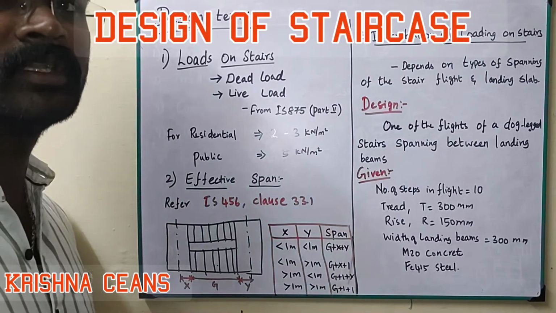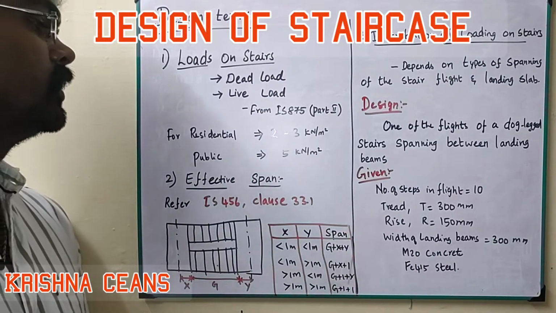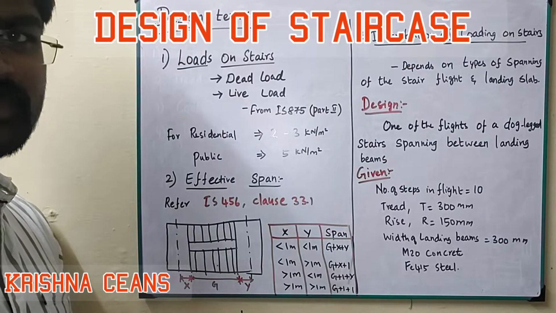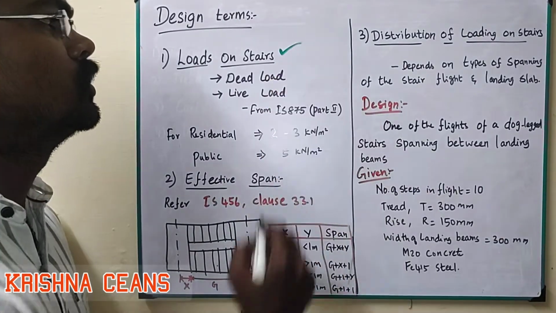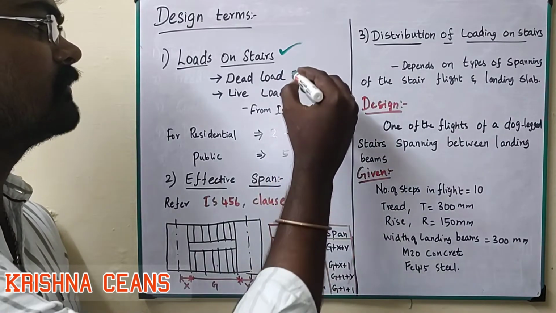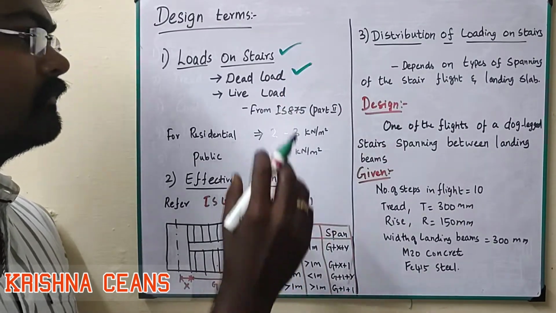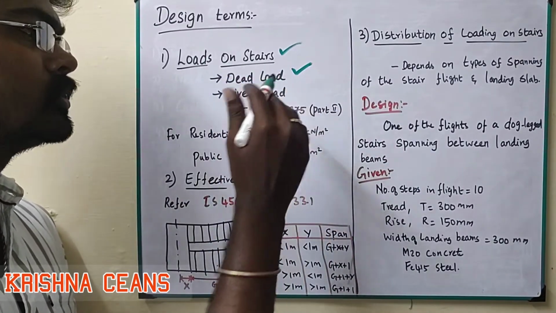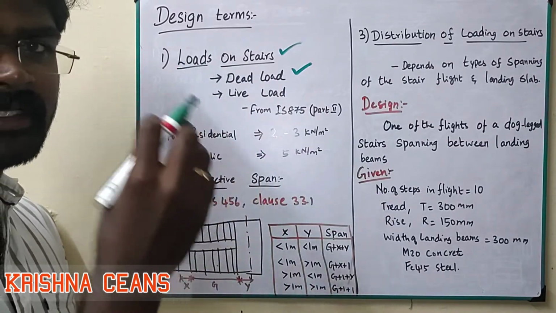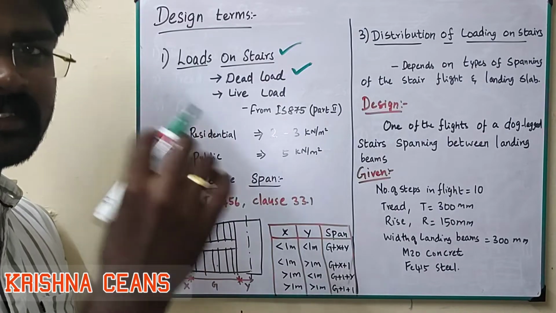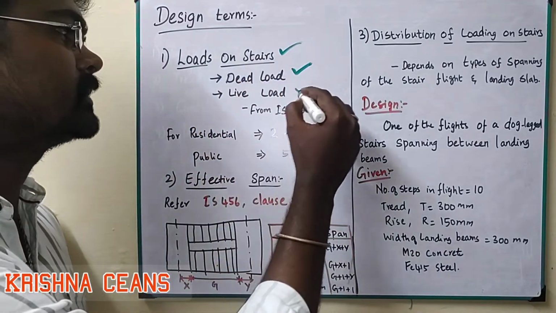So, design terms of staircases. There are three technical terms we should know before going to design the staircases. First one is load on stairs. In that, we have to calculate the dead load. Dead load is nothing but the staircase elements: the rise, tread, slab, everything we calculate as dead load. Then the second one is live load.